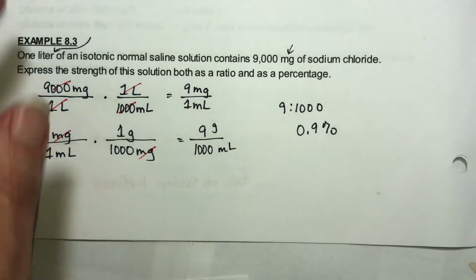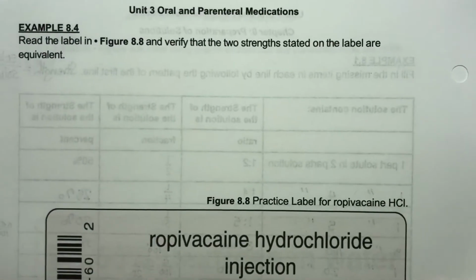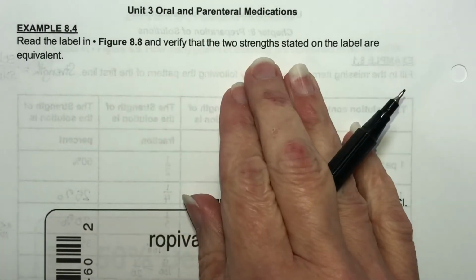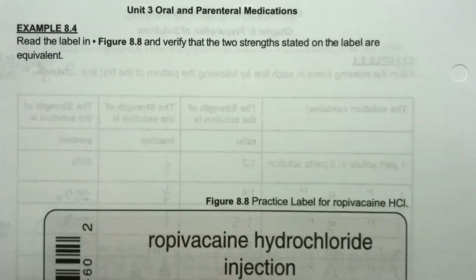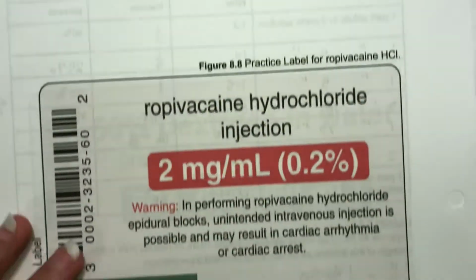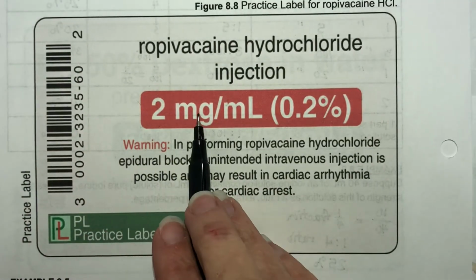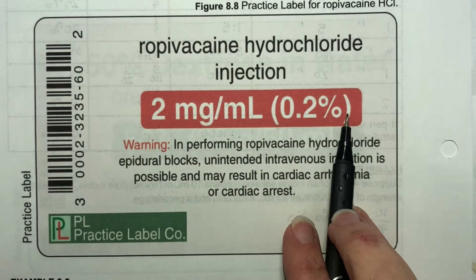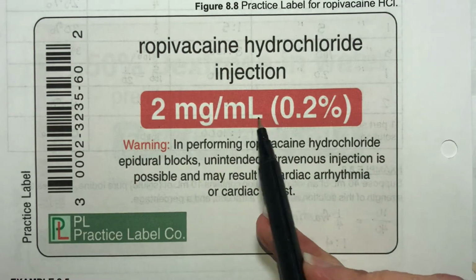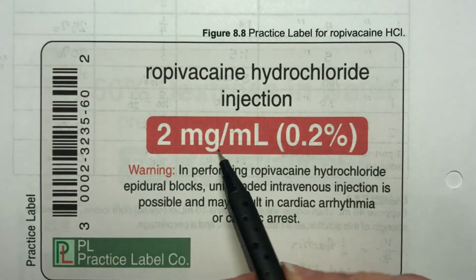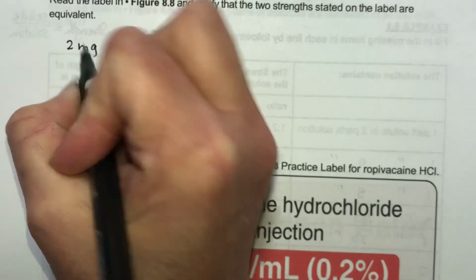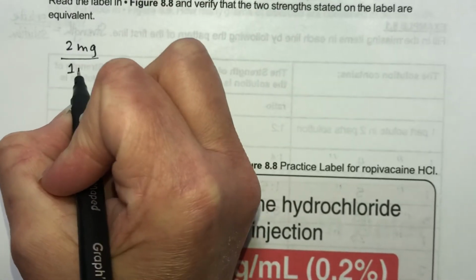Okay, so example 4. All right, read the label below and verify that the 2 strengths stated on the label are equivalent. So one is 2 milligrams per milliliter, and the other says it's a 0.2% solution. Well, remember we have to use grams and milliliters, so we're going to need to do a conversion here. I have 2 milligrams for each 1 milliliter.